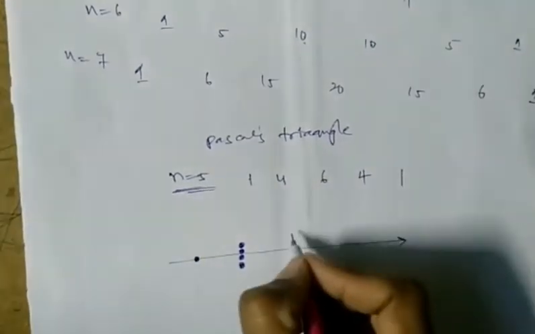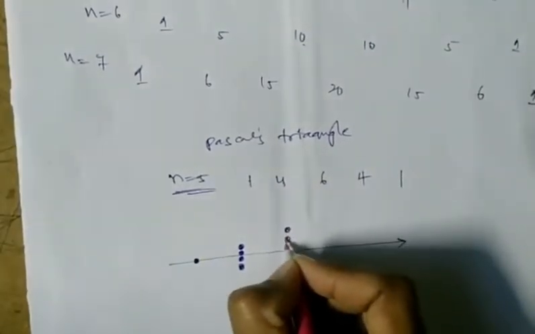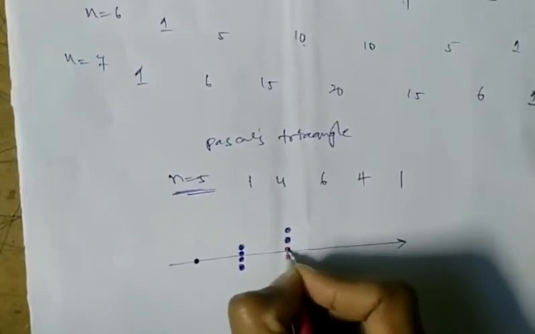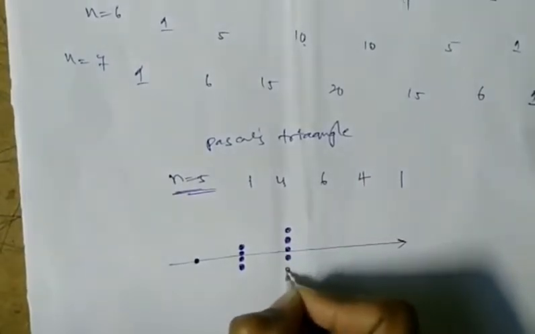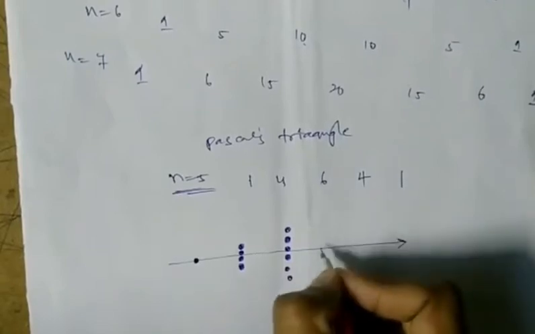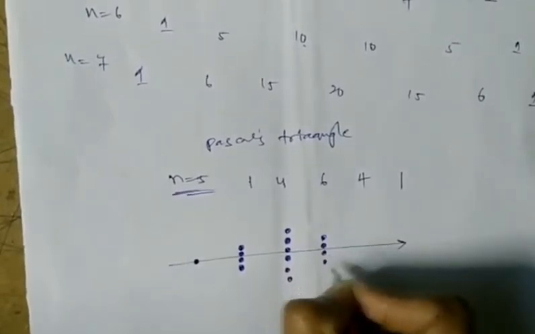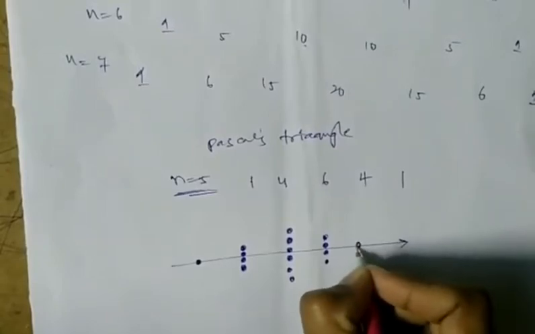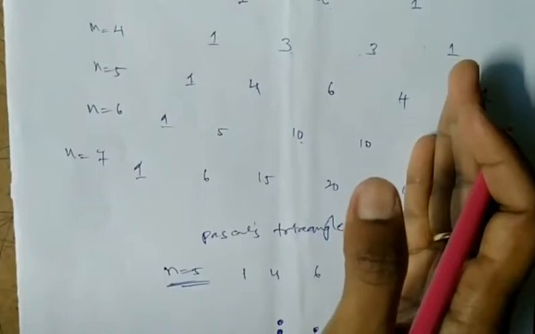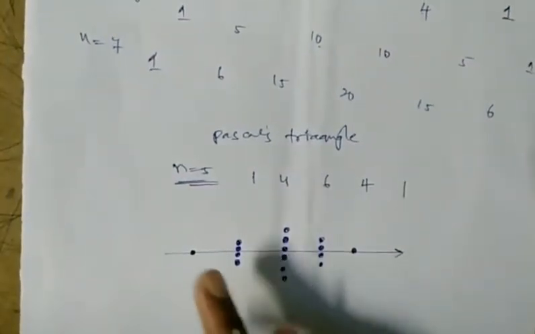Next 6 means 6 elements as a 1 unit. So again 4 elements as a 1 unit, and again the amplitude is 1. So all these binomial coefficients represent the amplitudes of the binomial array.